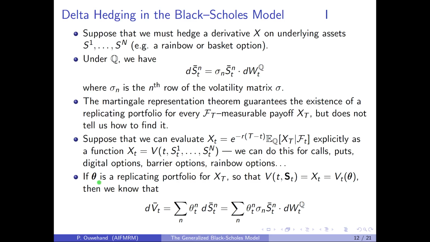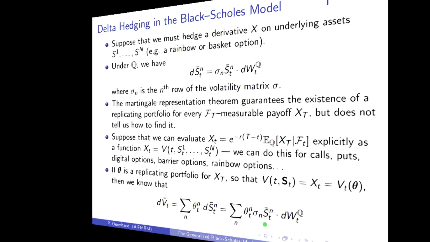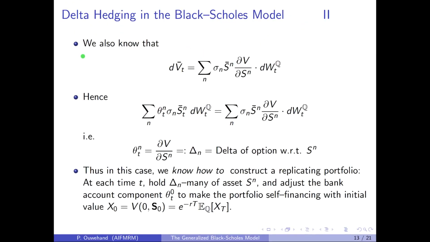Now suppose that theta is a replicating portfolio for the payoff of the derivative X_T. In that case, the functional form V(t, S_t), i.e. this form here, is equal to the value of the portfolio by the law of one price. And in that case, we've seen that the dynamics of the discounted portfolio are given as follows. Now, when we derived the multidimensional Black-Scholes PDE, we also saw that the dynamics of the discounted portfolio are given as follows.